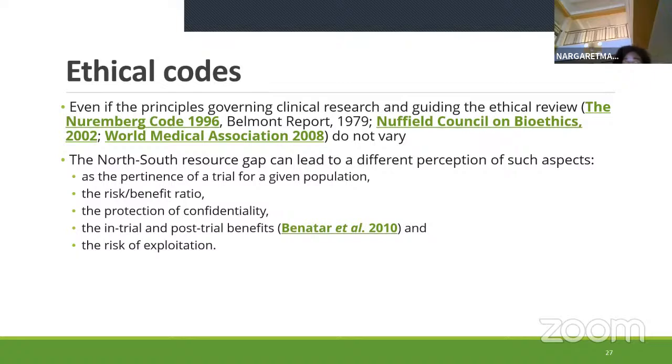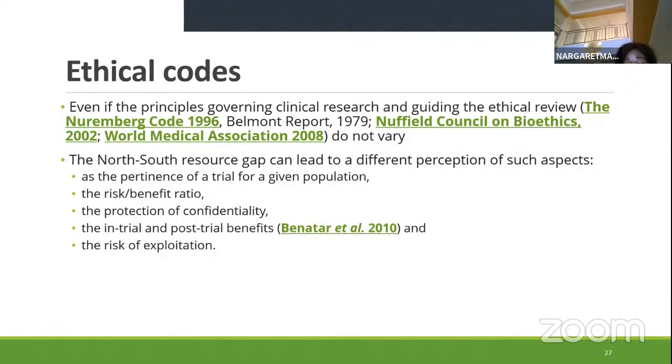We have mentioned the ethical codes: the Nuremberg Code, the Nuffield Council on Bioethics, the World Medical Association, etc. And the emphasis in all these is the risk-benefit ratio, protection of confidentiality, the in-trial and post-trial benefits, and the risk of exploitation.